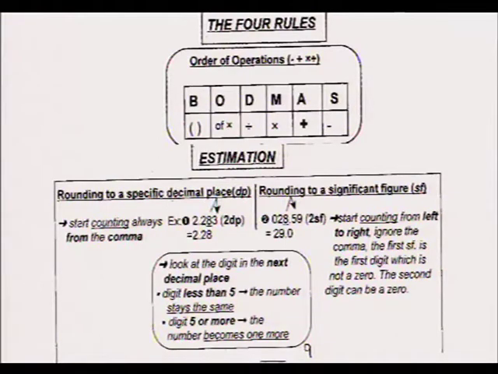And rounding to a significant figure, SF in short, 2 significant figures. For example, 28.59, rounded off to 2 significant figures, 29. The 8 becomes 9 because of the 5, which is bigger than 4.